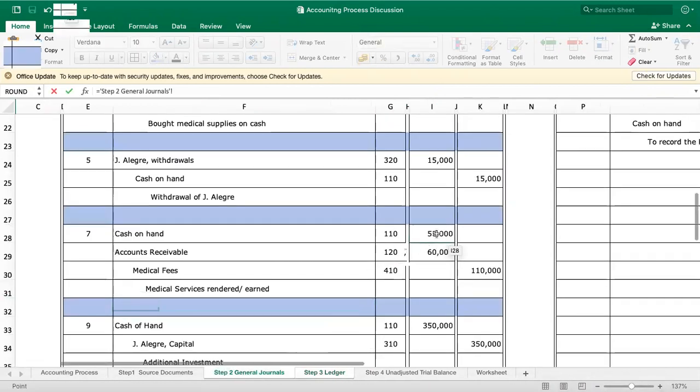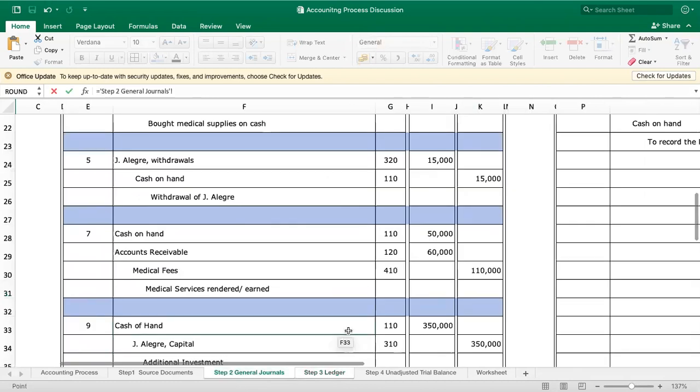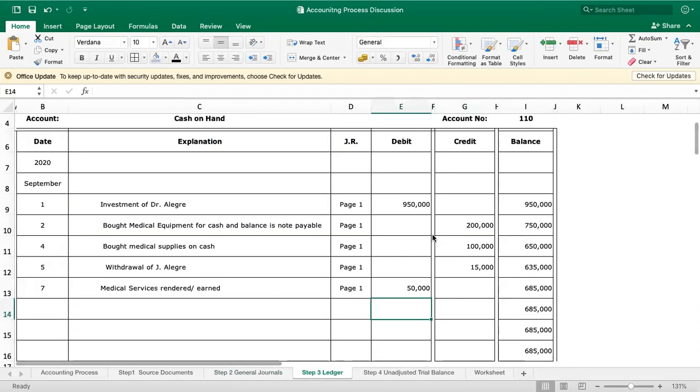50, yes, 50. Oops. You have to be careful, right? I credited it by mistake. So watch out, especially when you answer this manually. Be careful about which side, right? Is it debit or credit? Here I mistakenly put it on the credit side. You need to be very careful. It should be debit 50,000 here, because if you make a mistake, all the next steps will also be wrong. Okay, 50,000. Therefore, on September 7, our cash on hand is 685,000.